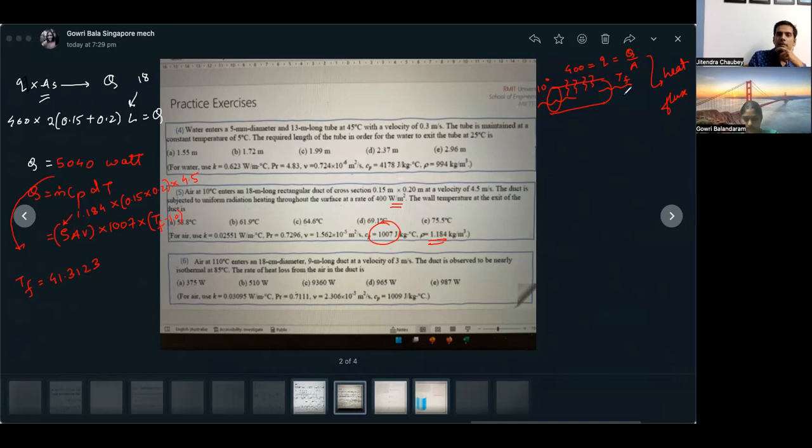This is the final temperature of air coming out, the air exit temperature. But we want the wall exit temperature. If we draw the graph, the air is getting heated, and the line would go like this. The 10 degrees Celsius air is exiting at 41.3123 degrees Celsius.